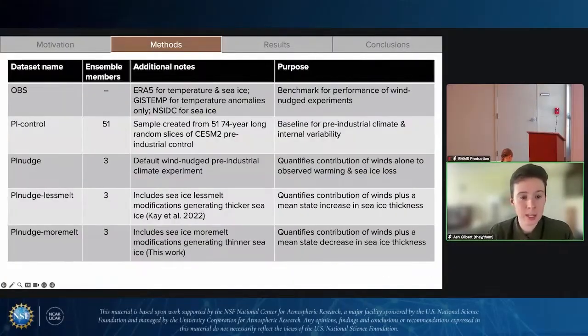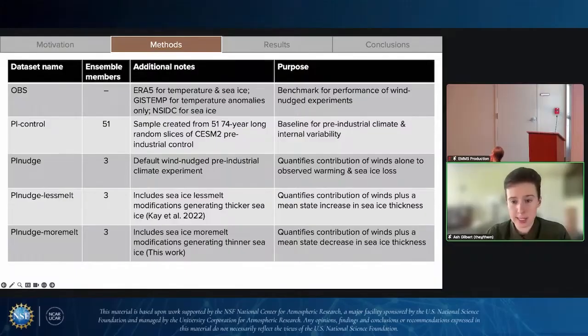So these are all the data sets that I used for observations. For OBS, I'm using ERA5 reanalysis for temperature and sea ice, GISTEMP for temperature anomalies, and the NSIDC sea ice index for the sea ice. And for the PI control, this is our baseline pre-industrial control, and it's just a random sample of the CESM2 pre-industrial control. And then PI nudge is our pre-industrial climate 3-member ensemble, where each ensemble member has its wind nudged according to the previously discussed methodology.